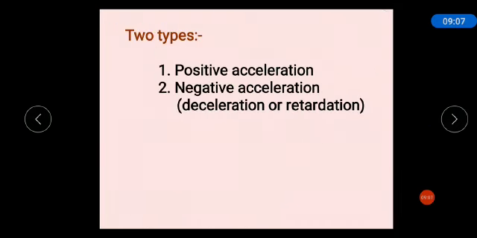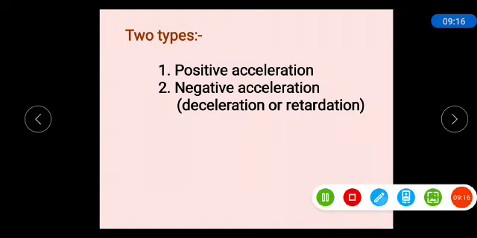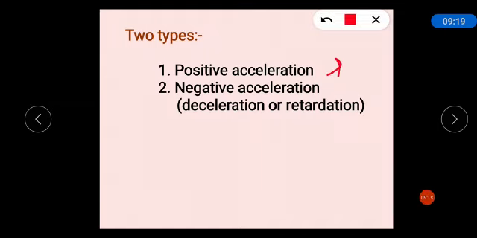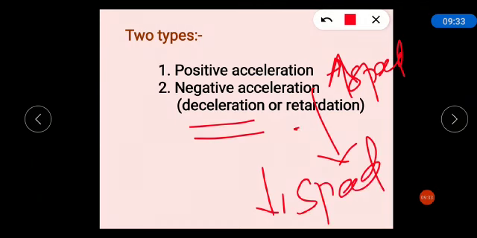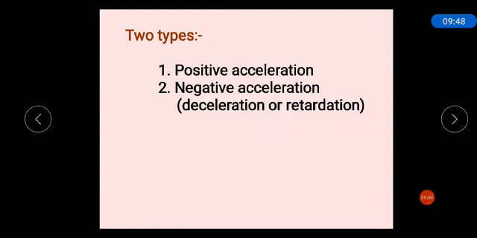Now, there are two types of acceleration, positive acceleration and negative acceleration. This one we already discussed. Positive acceleration means we are speeding up, that means we are increasing the speed. Negative acceleration means we are slowing down, that means we are decreasing the speed. That means deceleration, also called retardation. When we apply brakes to a vehicle, the acceleration is negative, and it is also called deceleration or retardation.